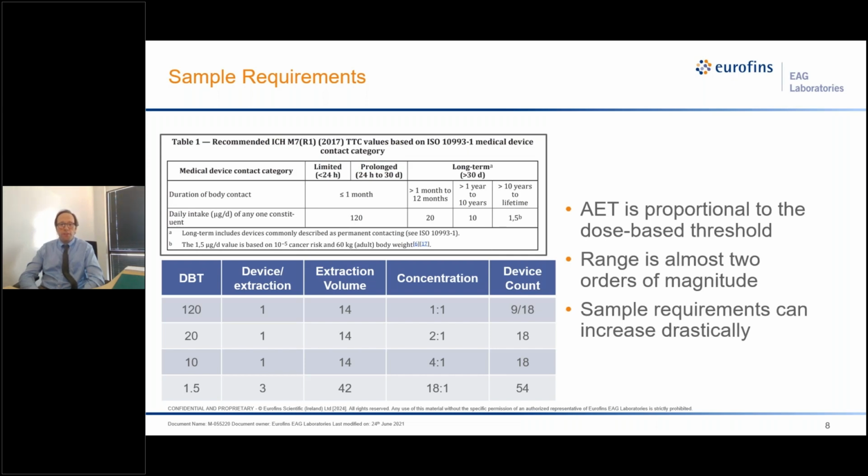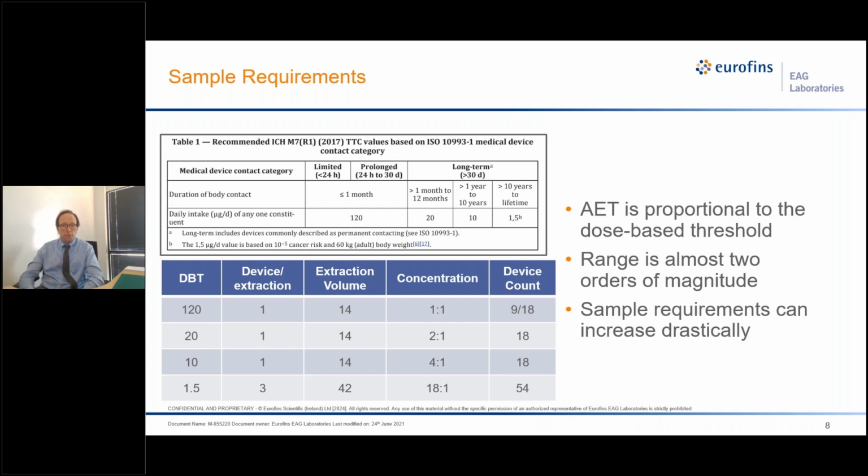So for our hypothetical device, where we're doing a limited contact assessment, our dose-based threshold is 120. For this device that I've chosen with a surface area of 42 square centimeters, we can do 1 extraction at the recommended ratio, 14 mL. We don't need to do any concentration. We have a device count of 9. Moving to a prolonged study, though, we now need to do NVR to demonstrate exhaustion, so we double our device count. So we go from 9 to 18.